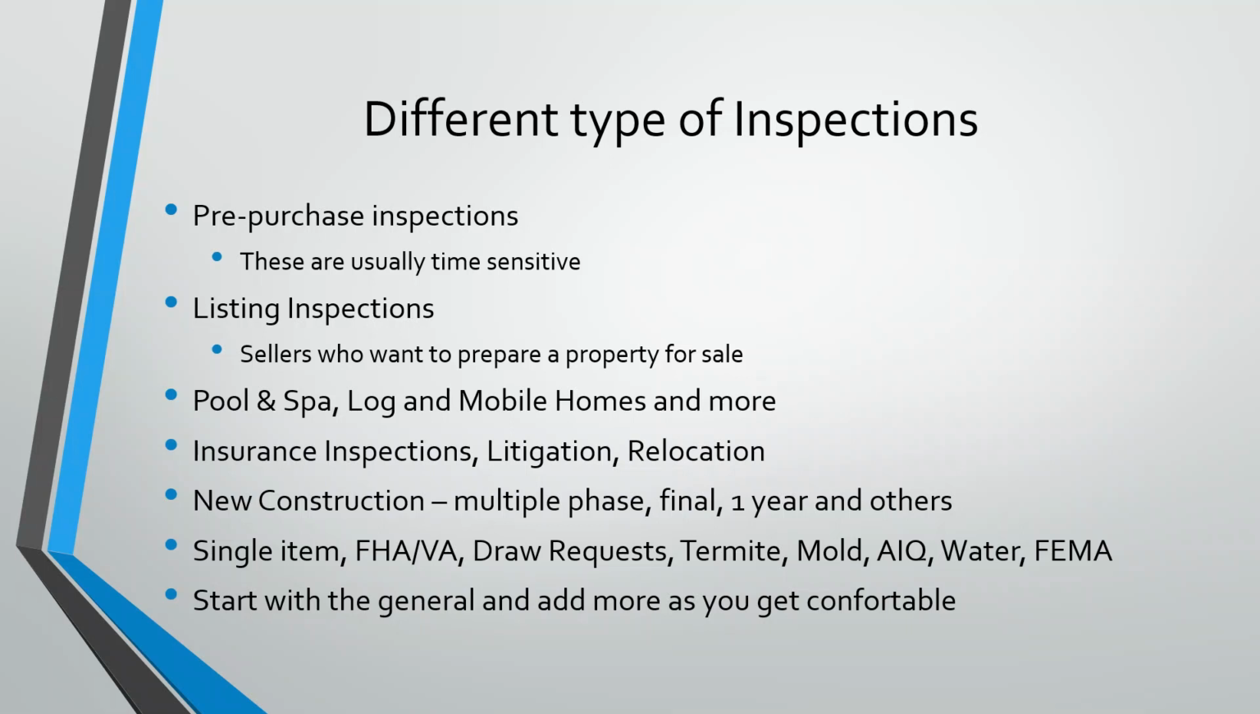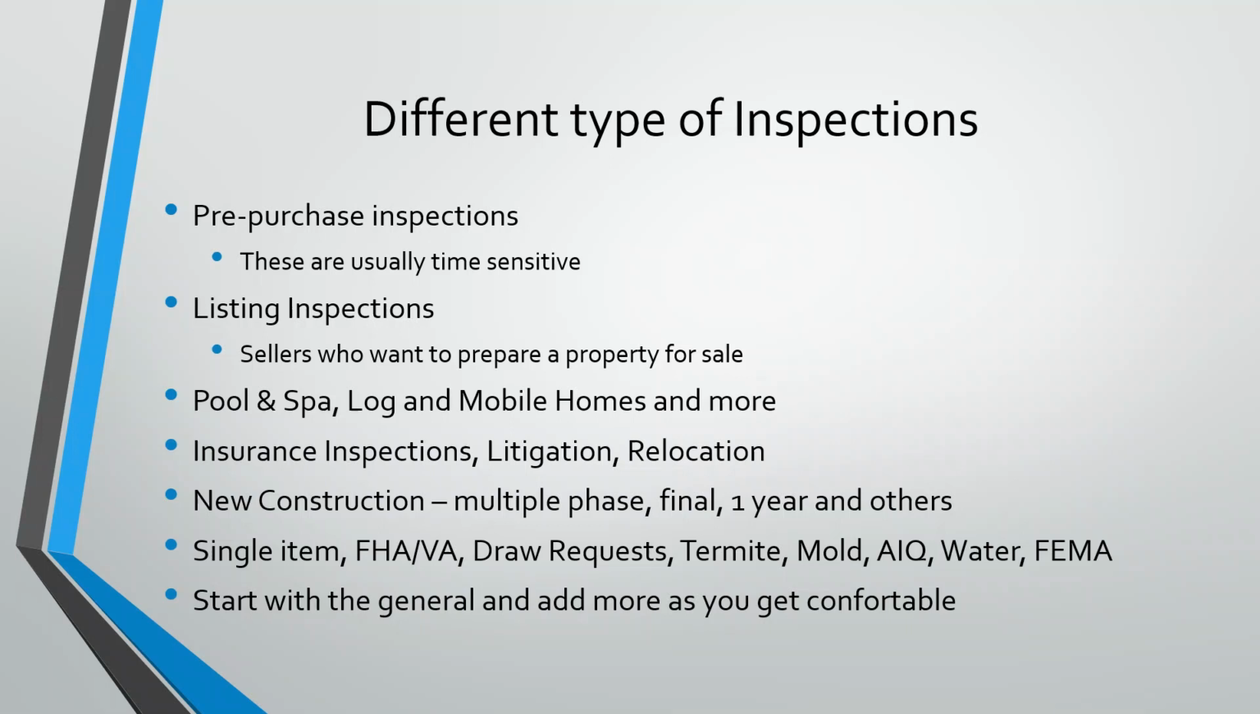Single items like a foundation, FHA, VA loans. Those are different types. They require different types of inspections. Draw requests. Those are lender. When somebody's doing construction on the house, the lenders will call us and have us administer the loan. Termite, mold, indoor air quality, water, and FEMA. FEMA, we don't do that much. I used to do them when I first started, but not that much. It's just a questionnaire that FEMA asks, and that's typically when there's a disaster.